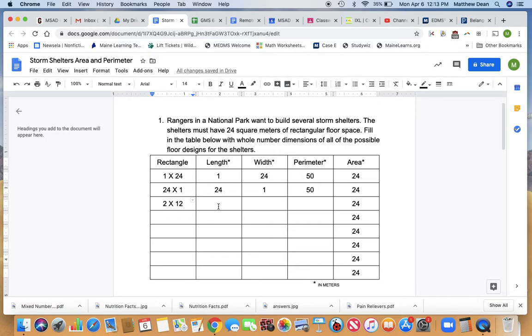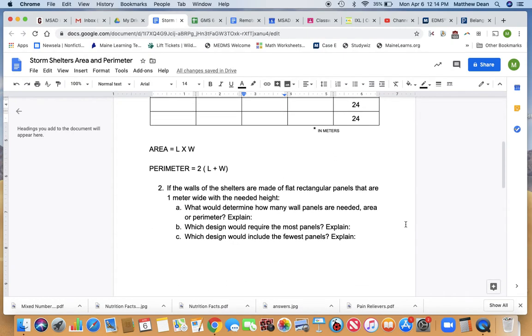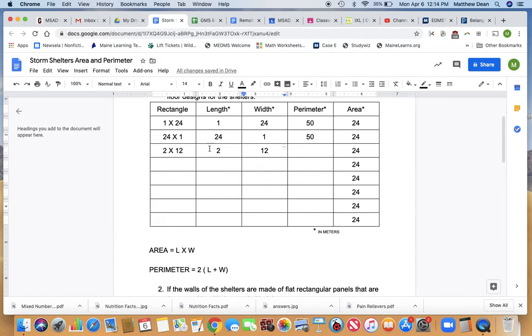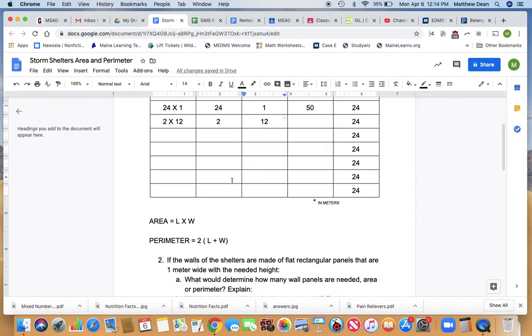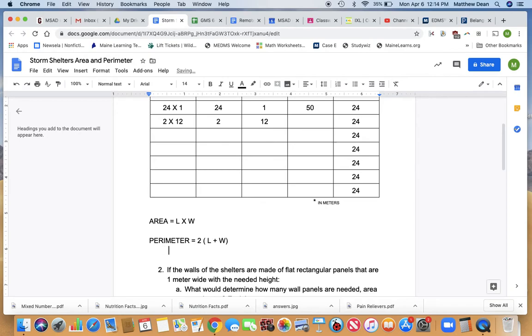So a 2 by 12, that would be a length of 2 and a width of 12. But what would our perimeter be? We know the area is 24, but the perimeter is not going to be 50. But we can use our formula that we learned last week to figure that out. So we can do our length plus our width, and we can multiply it by 2. So the length is 2, and the width is 12.